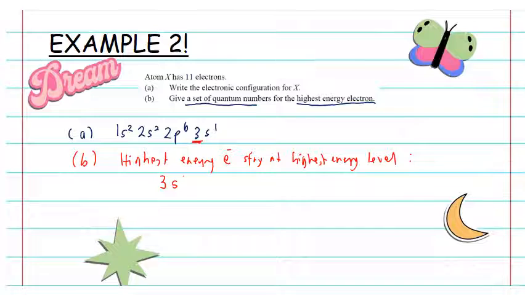Okay, so 3s1. Jadi dia minta a set of quantum numbers. So n, l, m, s equal to 3, and then l kita equal to 0, and then m equal to 0, because kita tahu l sama dengan 0 adalah s orbital, of course 0, and then the spin kita ambil lah positif setengah. So that's the answers. Easy kan?